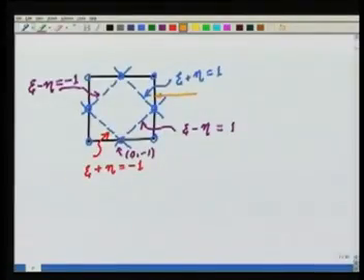What is the equation of this line? The equation of this line is psi equal to plus 1. The equation of this line is psi equal to minus 1.